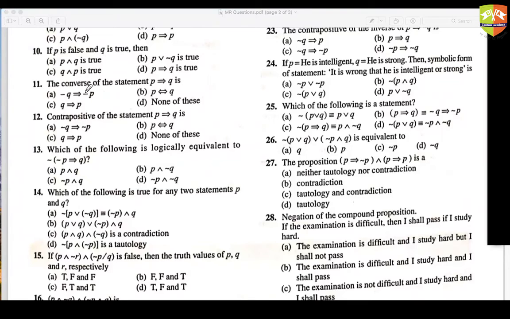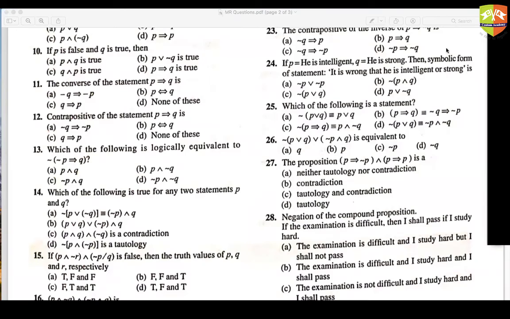Next. Converse of the statement P. Oh, this one. Okay. What is that converse? Sir, finding contrapositive is similar to reflection about origin. I just realized.